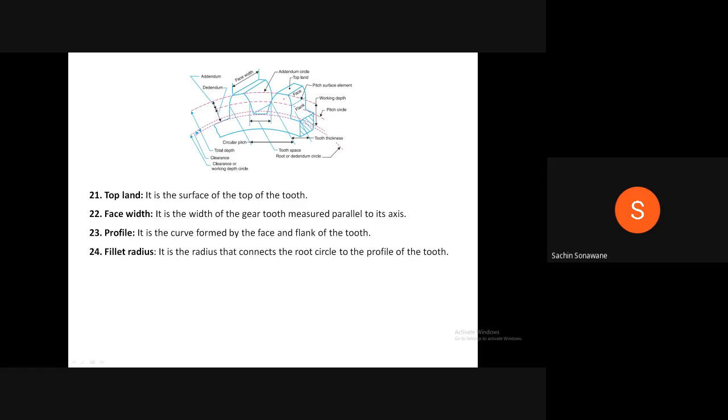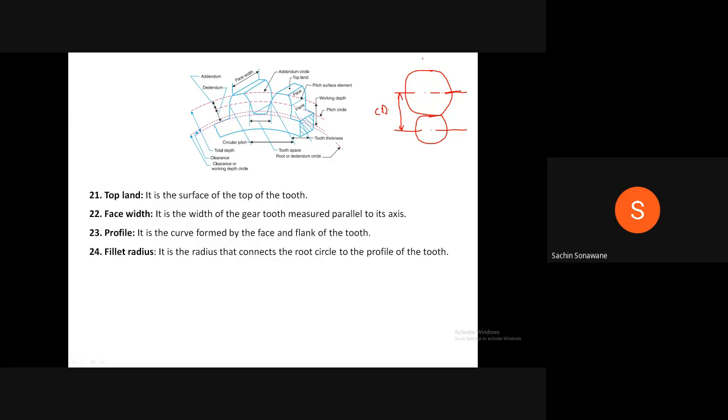Similarly, there are advantages and disadvantages of involute gear tooth and cycloidal gear tooth. In case of involute gear tooth, center distance between the two gears we can change. Center distance means what? I will draw the two gears like this. This is the center line of one gear, and this is the center line of another gear. Therefore, this distance between the two center lines is known as center distance, CD.